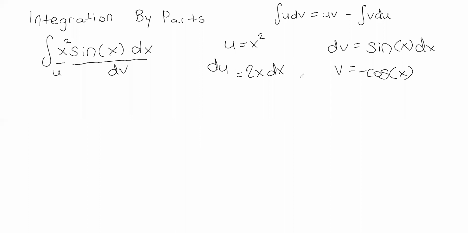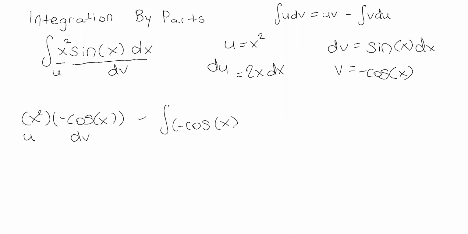So the next step is just plugging in everything as they appear. We already have this first part down. No sense in copying that again, but that's going to be equal to u times v. U is x squared. V is negative cosine of x. And then we have minus the integral of v times du. V is negative cosine of x, and then du is 2x dx.